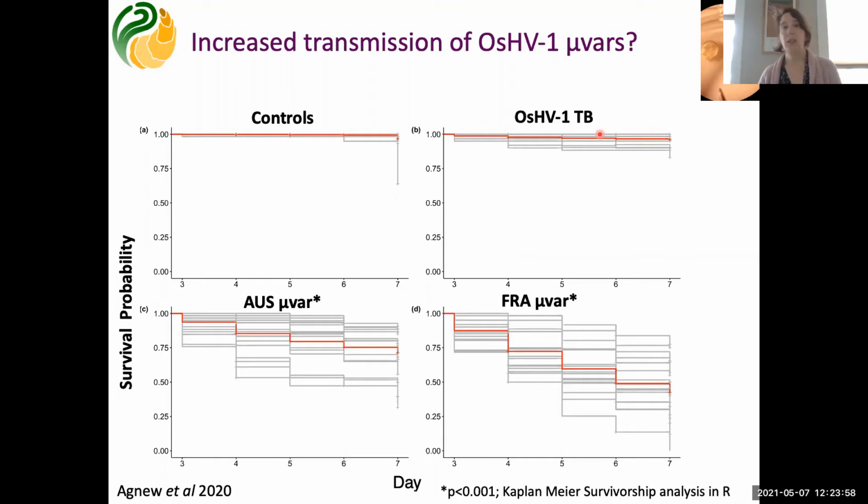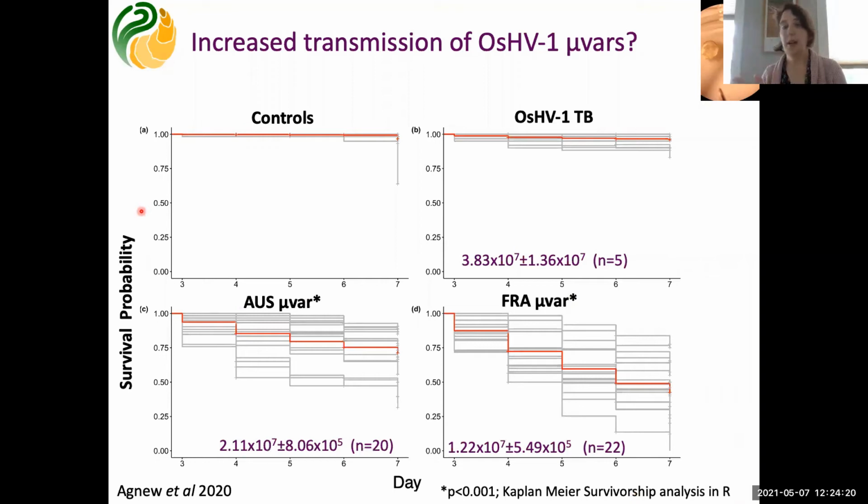But I think the really interesting component here is the mortalities to the Aussie and the French microvars. First, they were significantly greater than the controls in Tomales Bay, and I think it's pretty clear that there was a lot higher mortalities to the French microvar. I just wanted to point out there was high tissue copy number again in that same range among morts to all of these viruses.